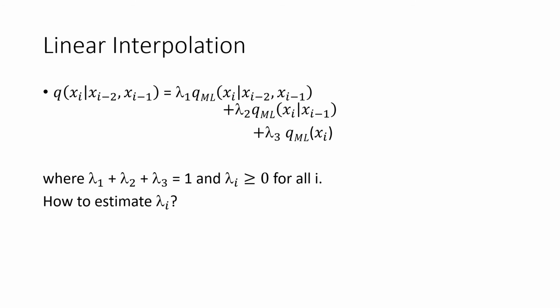The idea in linear interpolation is to use all three estimates by defining the trigram estimate as follows. So the probability of a word given the two previous words is basically the weighted sum of all three maximum likelihood estimates, that is the trigram, bigram, and unigram maximum likelihood estimate, weighted with these lambdas.